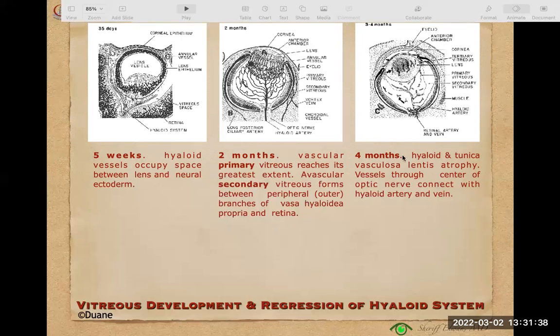And at 4 months, the hyaloid vascular system and the tunica vasculosa lentis, which is the vessels around the crystalline lens, all connect with the hyaloid artery and start to disappear. And the tertiary vitreous forms the suspensory ligament of the crystalline lens, or the zonule. So the primary vitreous is the hyaloid vascular system that disappears. The secondary vitreous is the known adult vitreous, and the tertiary vitreous is the zonule.